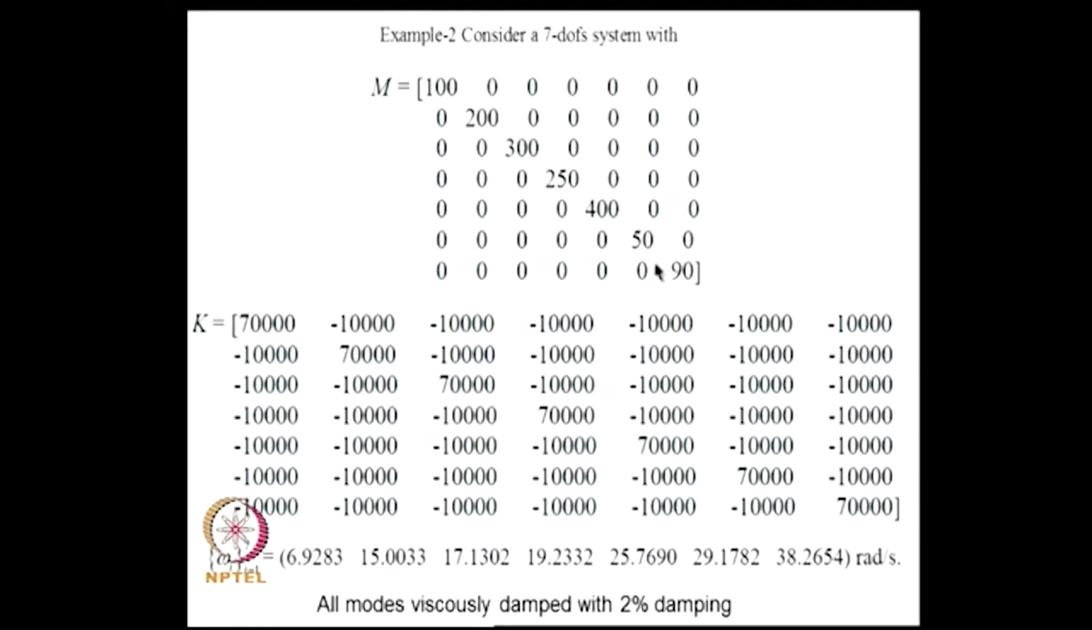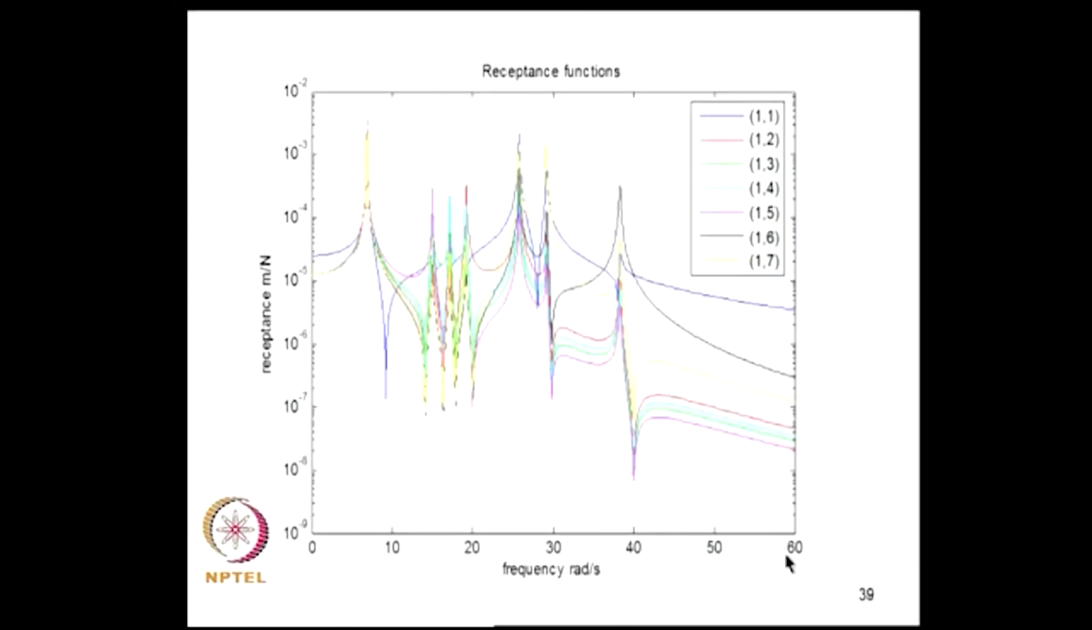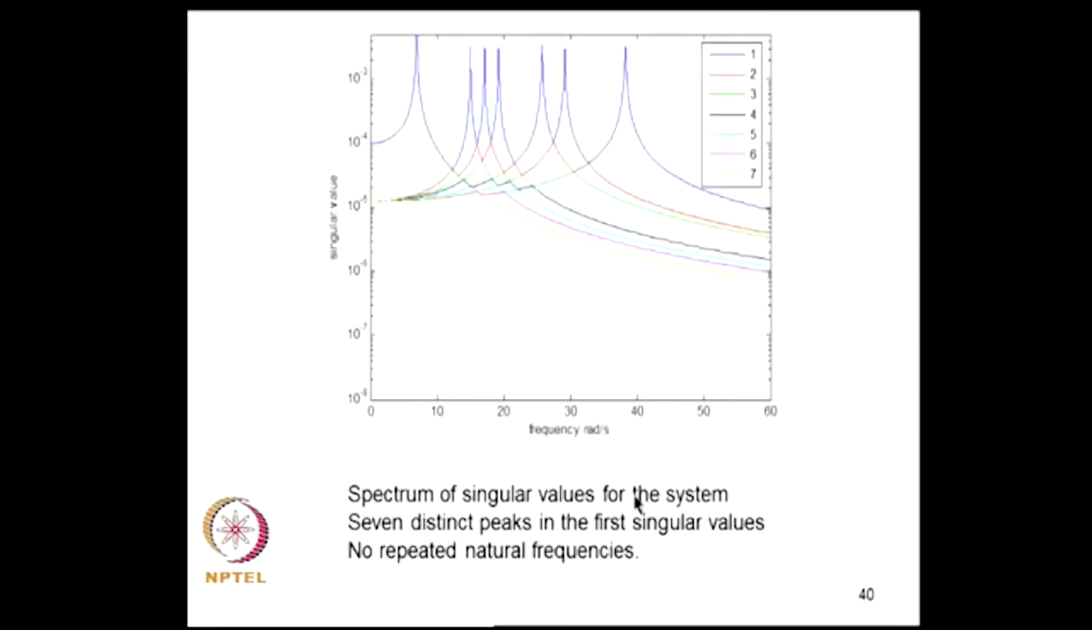I will consider a 7 degree of freedom system with mass matrix as this and stiffness matrix as this. If you compute the natural frequencies, you will get these natural frequencies. You will see that all these 7 natural frequencies are distinct. Now, if I plot the CMIF, this is the FRFs. Suppose for one row of receptance functions, I show these have 7 peaks corresponding to 7 natural frequencies. Now, if you plot the spectrum of singular values for the system, the blue line is the spectrum for the first singular value, and you clearly see 7 peaks which correspond to the 7 natural frequencies of the system. So, no problem here.